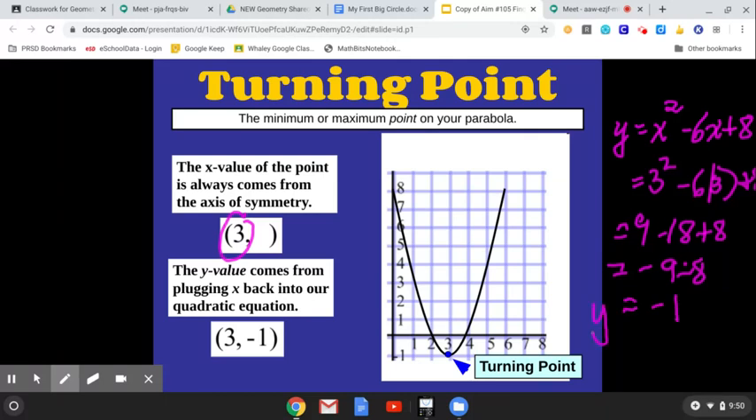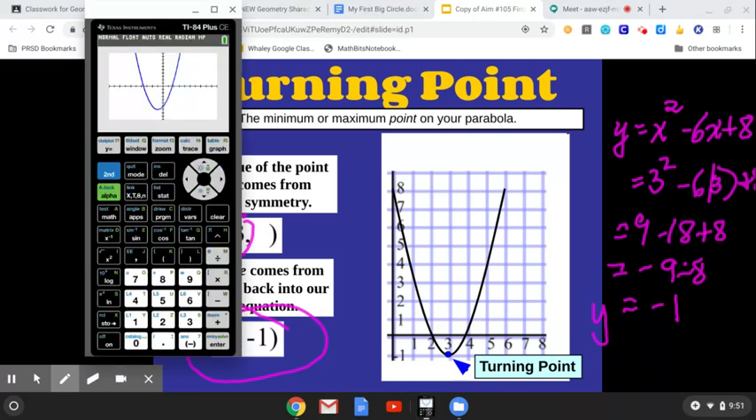So now my y value is negative 1, and that's how I got my turning point of 3, negative 1. I just substituted the x value from my axis of symmetry back into the equation and found that it was 3, negative 1. I can also just use my calculator. Check this out. If I have my graphing calculator, I can just type in that equation, y equals x squared minus 6x plus 8.